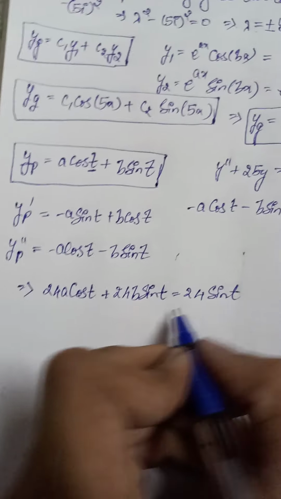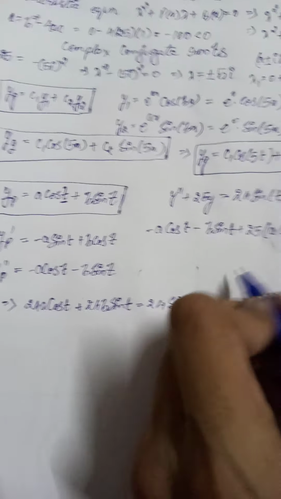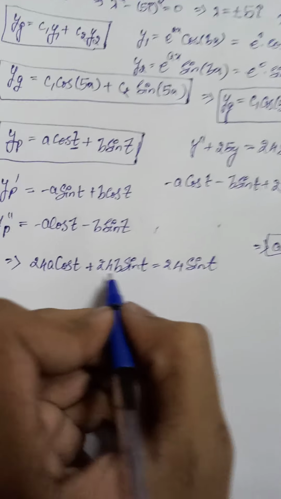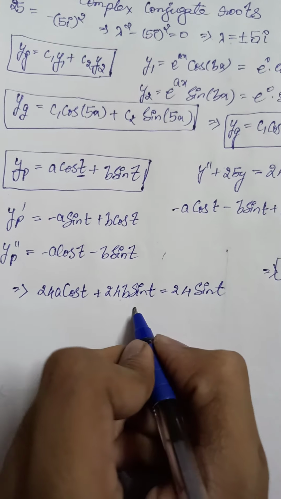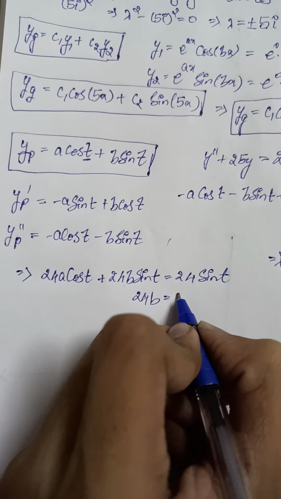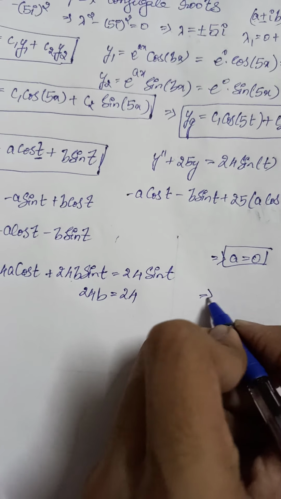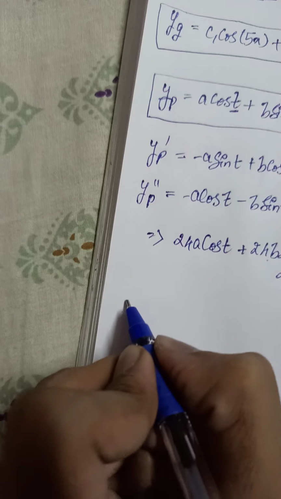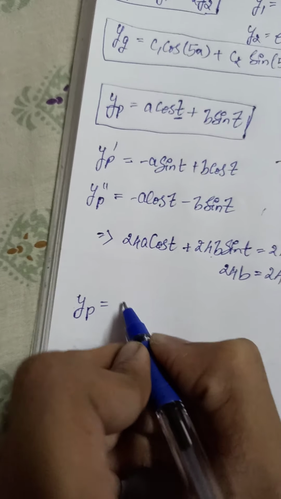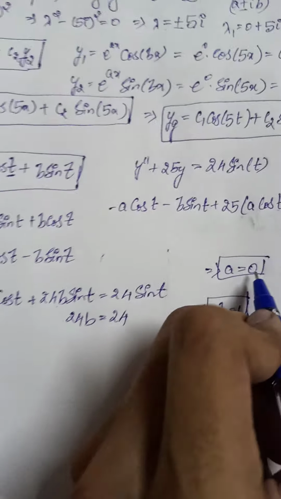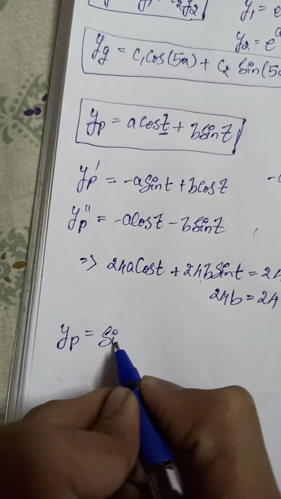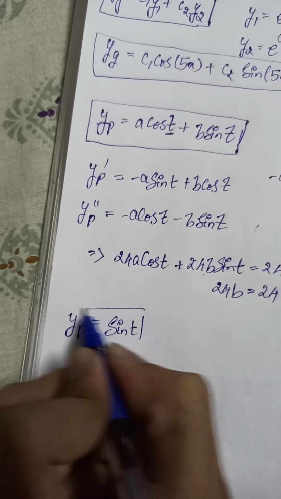Equating the coefficients, there is no cos term and hence a equal to 0. 24b equal to 24, which implies b equal to 1, and hence the particular solution yp equal to a cos t plus b sin t. So substituting a as 0 and b as 1, we get the particular solution yp as sin t.